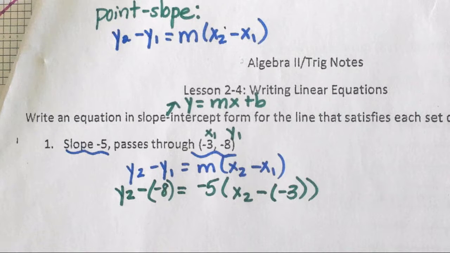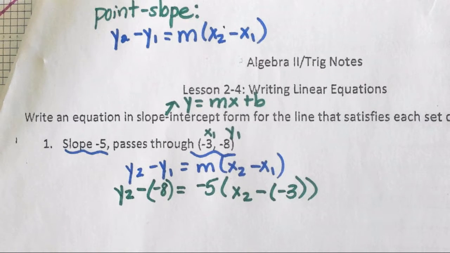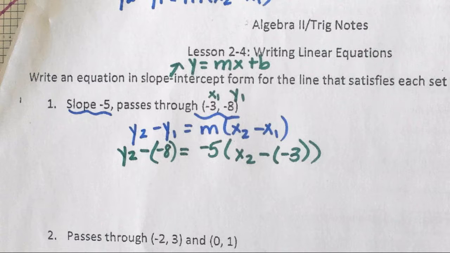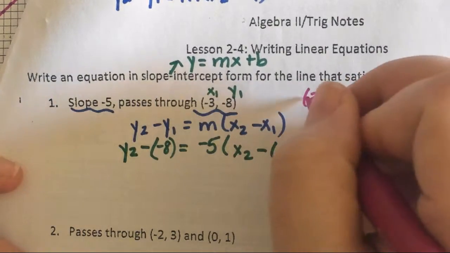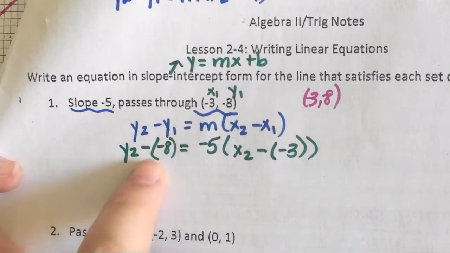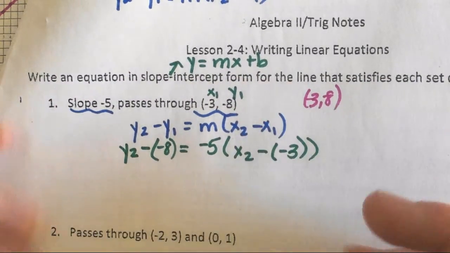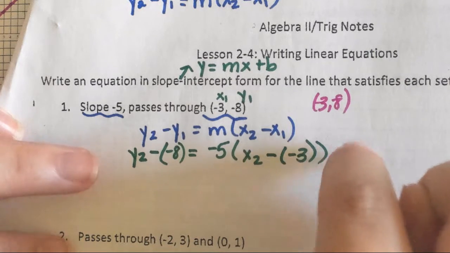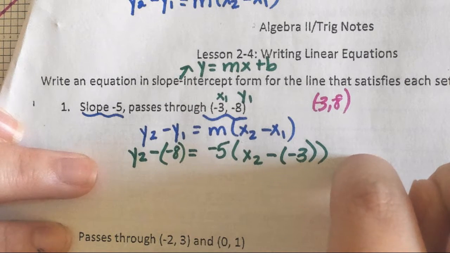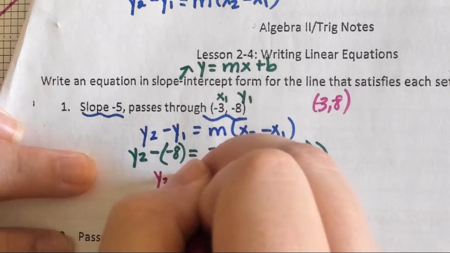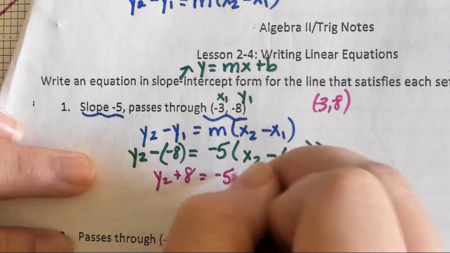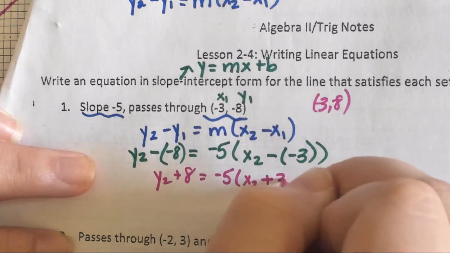So this problem is already off to a tricky start. Why is that? Because of the two negatives. Yes. Because of the negative 3, negative 8. If they had just given us the point 3, 8, life would have been so much easier. But no, it had to be negative 3, negative 8. So we end up having two negatives, which make a positive. Are there any questions about the green before we try to clean this up? Okay, well this is ugly. So we're going to make it y2 plus 8 equals negative 5 times x2 plus 3.